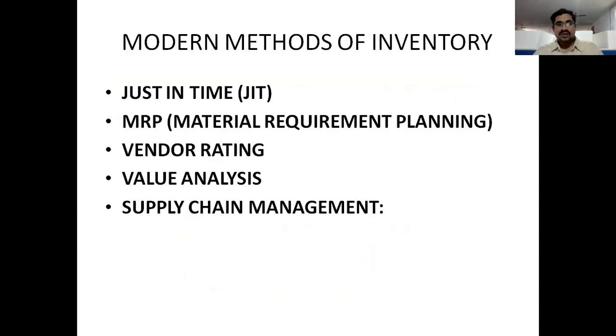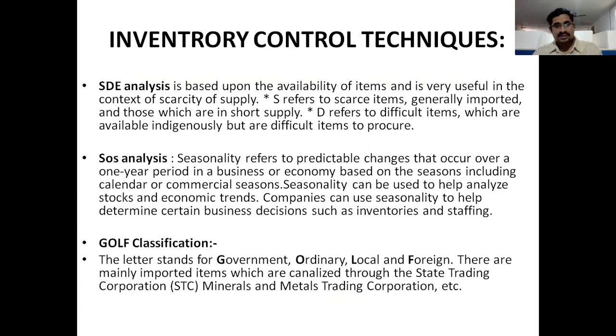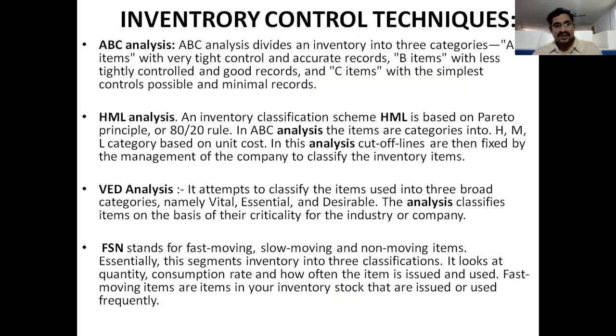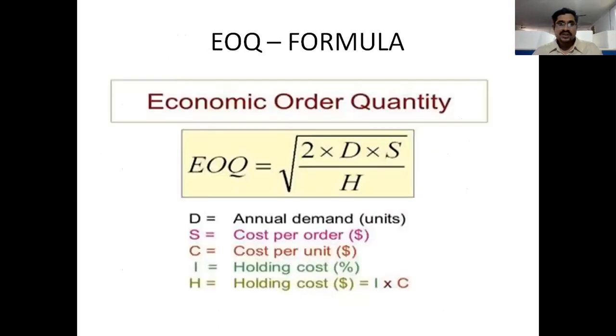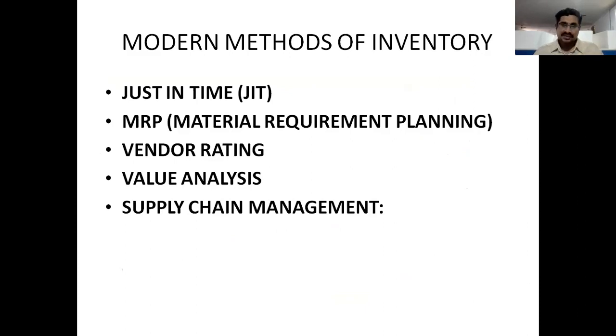So now coming to a very important thing, modern methods of inventory. Here are the 5 techniques of modern methods. These are the traditional methods: ABC, HML, VED, FSN, SDE, SOS, GOLF, EOQ, EPQ. These are the traditional methods, right? But these are the modern methods we need to discuss in this class: modern methods of inventory management or inventory control. So here, the first thing is just in time.